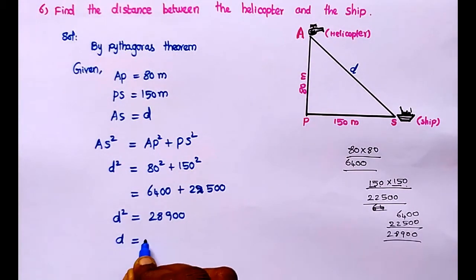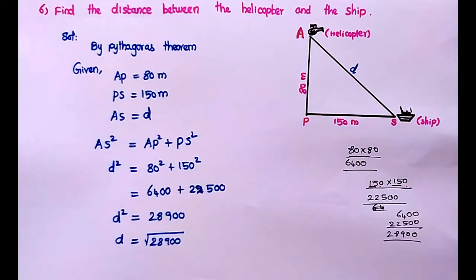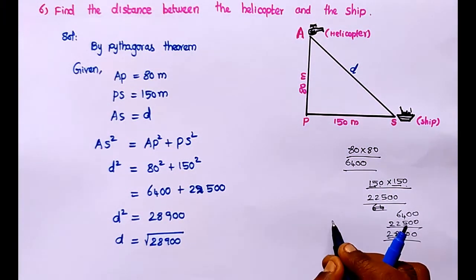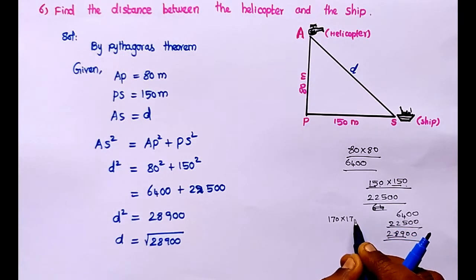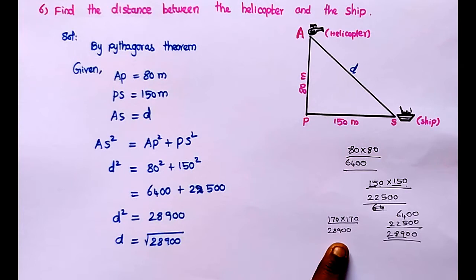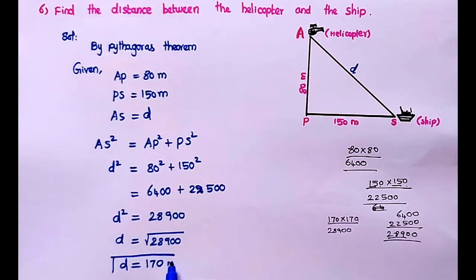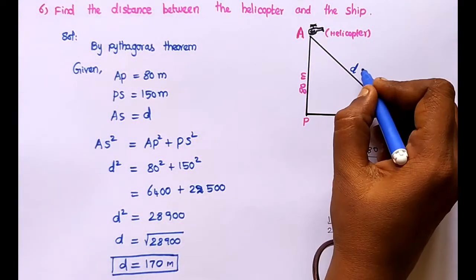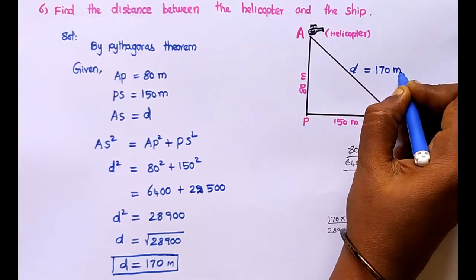D equal to root of 28,900. Listen, we know that 17 seventeens are 289. So 170 into 170 means we get this result, 17 17s 289. Put the 2 zeros means 28,900. So 170 meter. They are given in meter, so put down it is meter. So D equal to 170 meter.